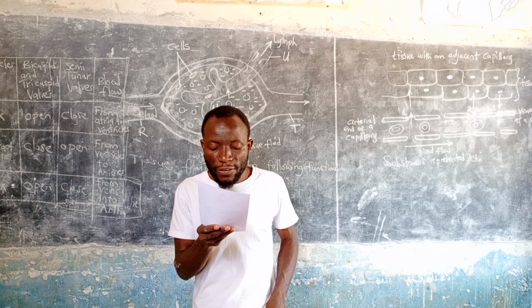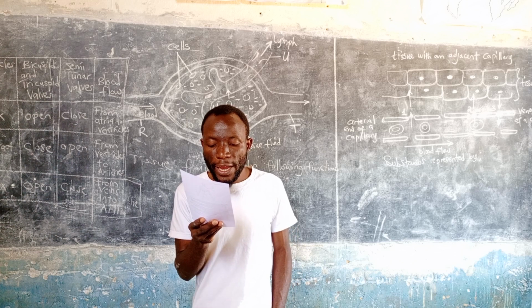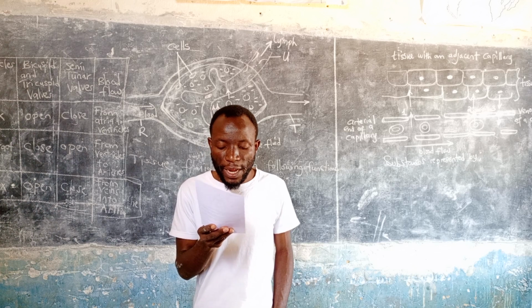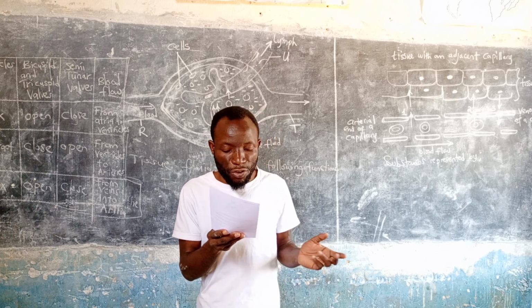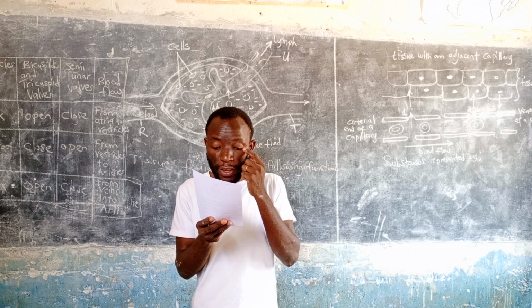The functions of the lymphatic system may be summarized as follows. Number 1, it drains excess tissue fluid and takes it back to the blood. Number 2, it adds lymphocytes to the blood. Number 3, it absorbs and transports cholesterol, fatty acids, and glycerol to the blood.